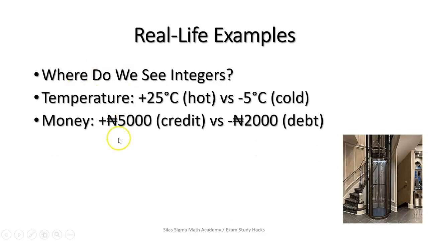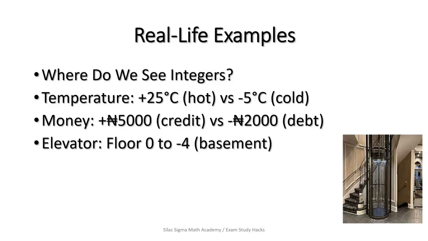Now, this is money. When it comes to money, you talk about credit and debt. Just like when you make a payment into your bank account, your account is being credited. So you're adding, and when you're being debited, you see the money you have in your bank account is reducing. So you can see this negative 2,000 naira, telling you that this person has been debited 2,000 naira. Instead of gaining, he is either spending or losing money.